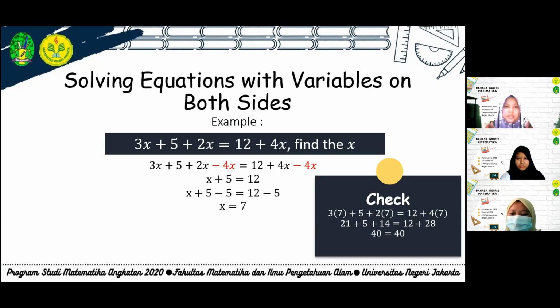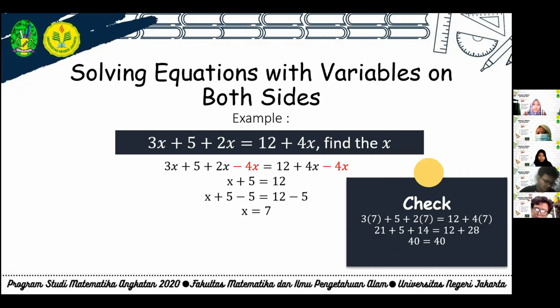We check again the answer. 3 multiplied by 7 plus 5 plus 2 multiplied by 7 equals 12 plus 4 multiplied by 7. And 21 plus 5 plus 14 equals 12 plus 28. And the answer is correct.